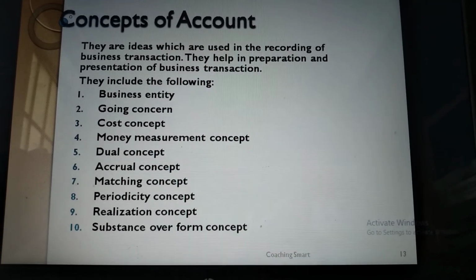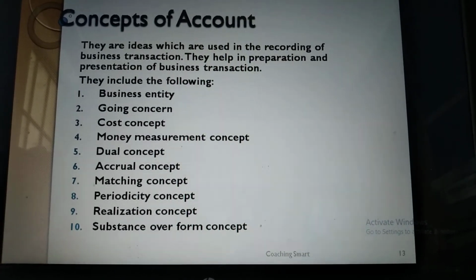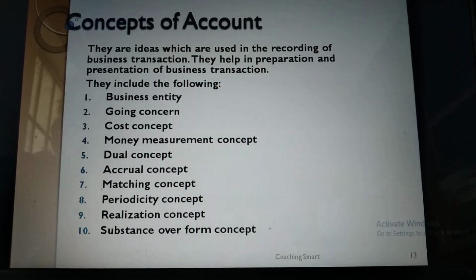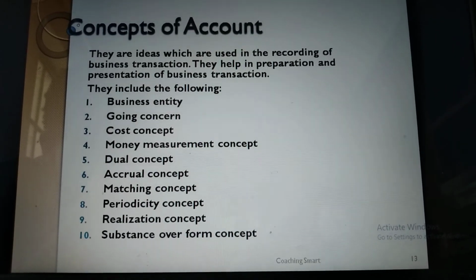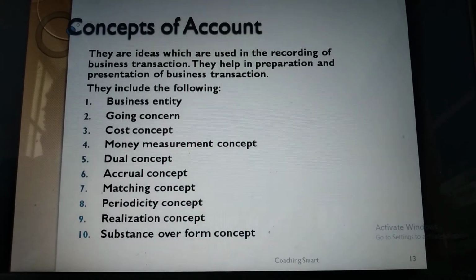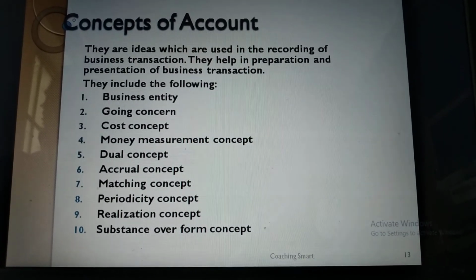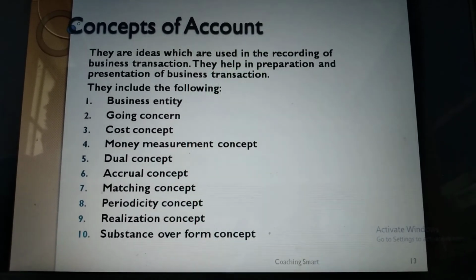Finally, substance over form concept. This concept states that substance comes before form. Substance means the use of an item comes before the transfer of ownership of the item.